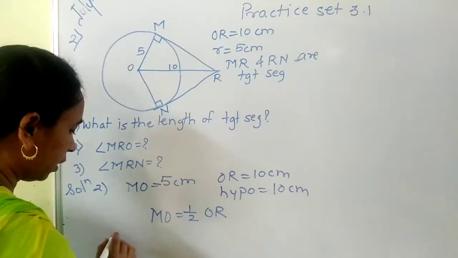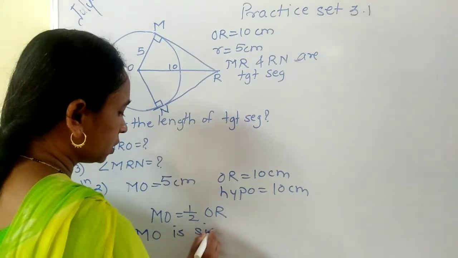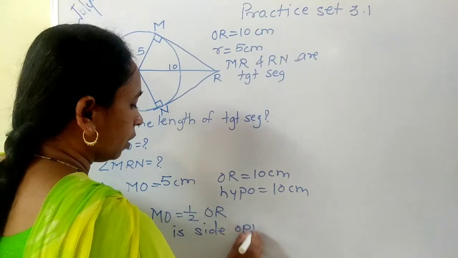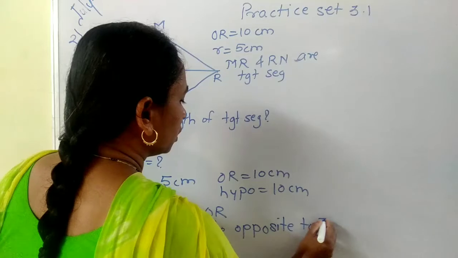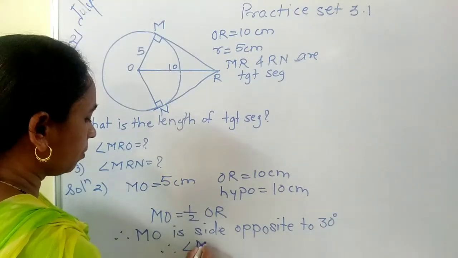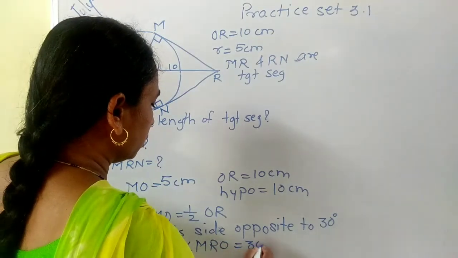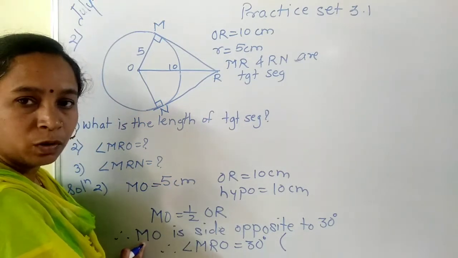Therefore MO is the side opposite to 30 degrees. Therefore angle MRO is equal to 30 degrees. Why? Because angle MRO is opposite to MO.